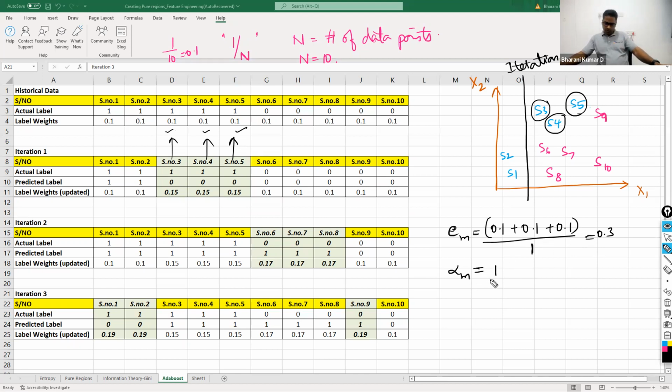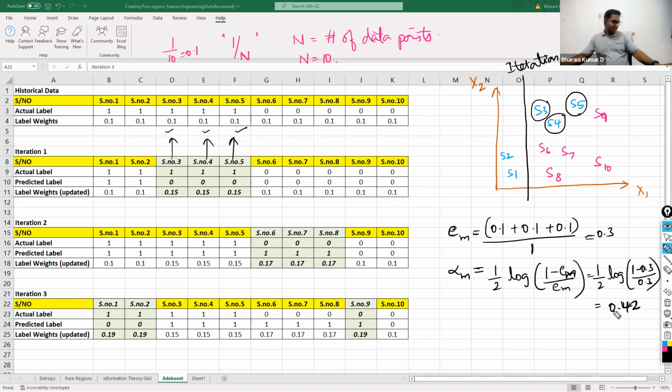Okay. This alpha formula is half into log of (1 minus En) divided by En, which is nothing but half into log of (1 minus 0.3) divided by 0.3. When you solve it, you get 0.42. Okay, don't assume that I'm doing super fast calculations. These are the numbers which are already written.